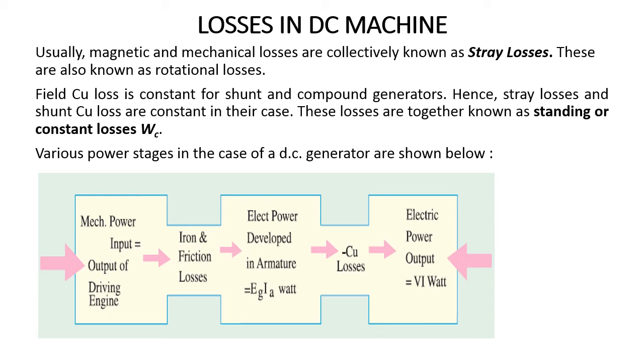In the diagram you can see the various power stages in the case of a DC generator. The first one is the mechanical power input, which is equal to the output of the driving engine or prime mover. From that we need to subtract iron and friction losses, that is the mechanical and magnetic losses. Then the electric power developed in the armature is equal to Eg into Ia watts. From that, if you subtract copper losses, we get the electric power output, that is VI watts.